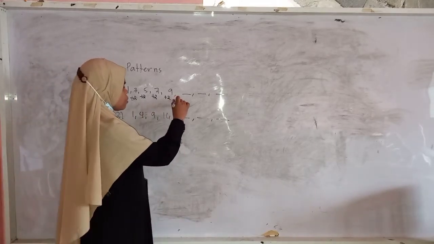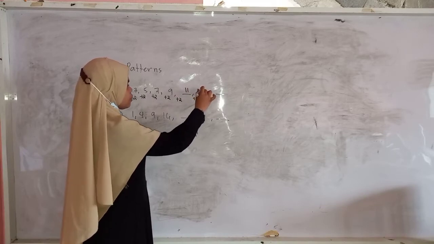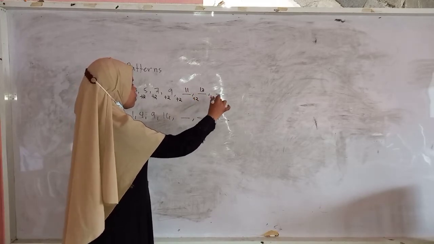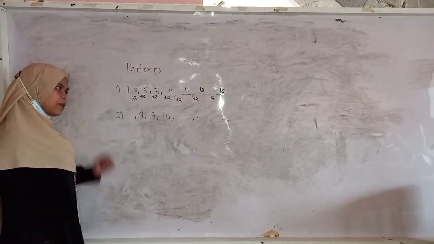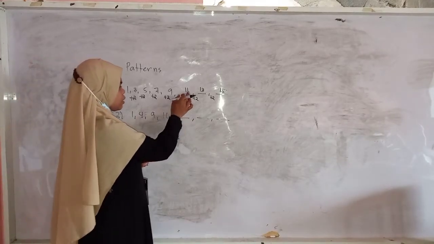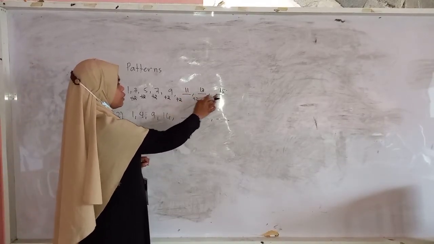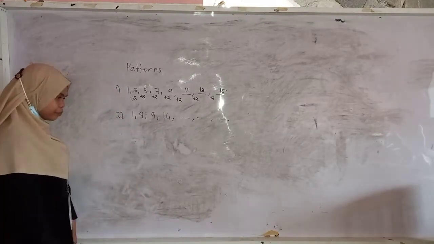So, 9 plus 2, that is 11. 11 plus 2, that is 13. Plus 2, that is 15. By simply observing the pattern on the given sequence, I got the next three terms, which are 11, 13, at saka 15. How about this one?